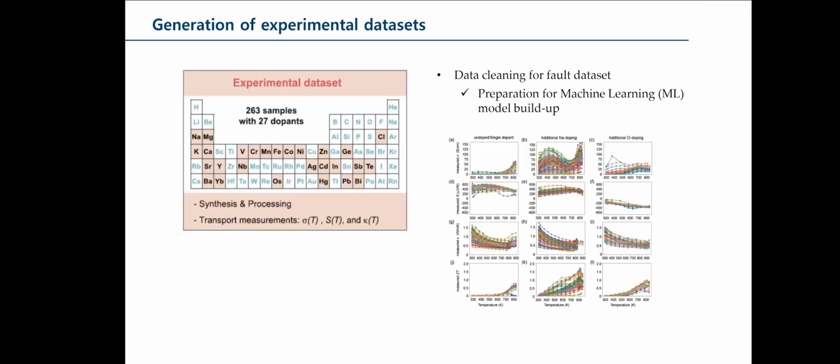To build machine learning models, we have to clean the experimental data, because experimental data is collected from many students and there are many recording errors. So we carefully examine the data to find the abnormal data points. This is essential to build good machine learning models at this stage.